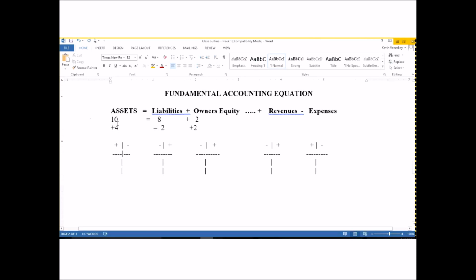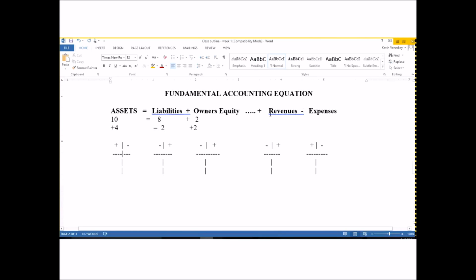So if the assets interchange, they have a plus and a minus, then nothing net really happened to the assets, so nothing is going to happen on this other side of the equation either. That's one of the big things we're going to have to remember throughout the entire course.